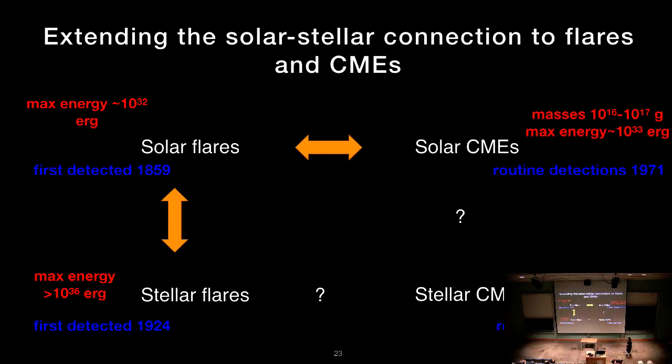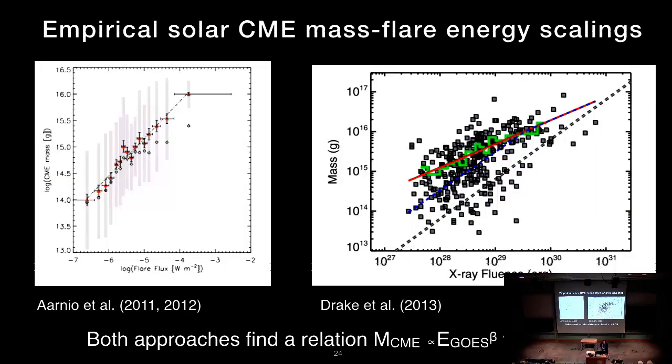And this is sort of a cautionary note: the first solar flare was detected in 1859. The routine detection of solar CMEs didn't happen until 1971. That was 110-ish years later. The first stellar flares were detected in the early 20s, and we don't know when we'll have routine detections of stellar CMEs. That's sort of the point of some of the recent research.